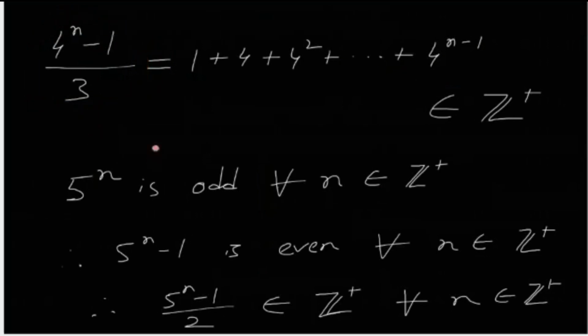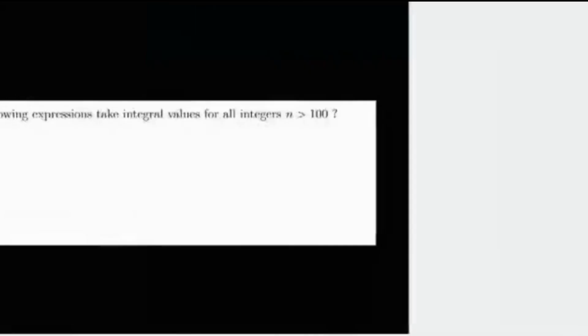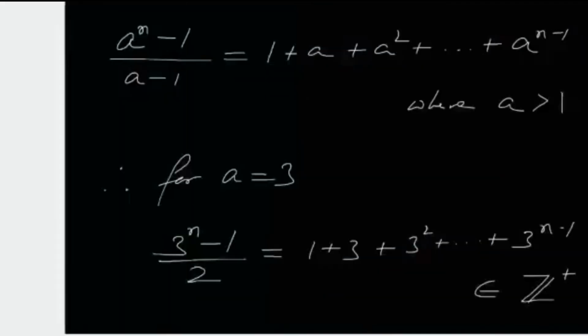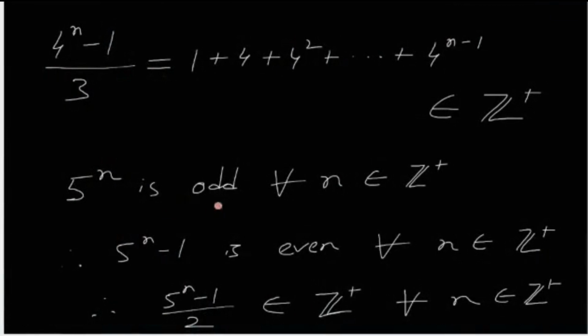Now option D says (5^n - 1)/2. Now 5^n is always odd for all natural numbers n. For example, 5^1 is 5, 5^2 is 25, and 5^3 is 125. So 5^n is always odd, and 5^n - 1 is even for all n. Since it is even, it is obviously divisible by 2. So (5^n - 1)/2 is an integer. Very easy.